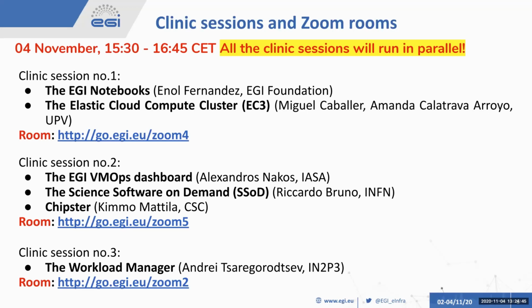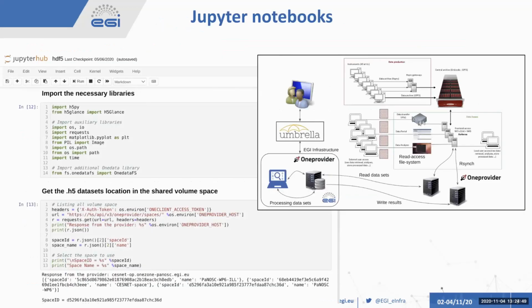Okay, so let's start with the first in the list. So the notebooks. I hope you are quite familiar with what a Jupyter Notebook is. So a notebook, in a nutshell, is an open source solution which offers the possibility to combine software, data sets, and text to perform some specific analysis.